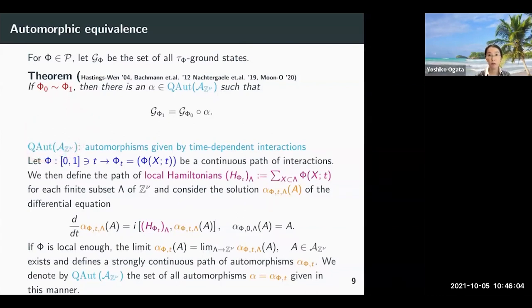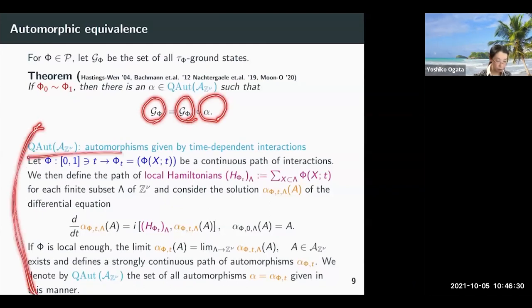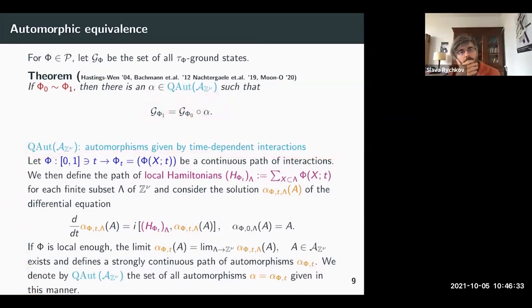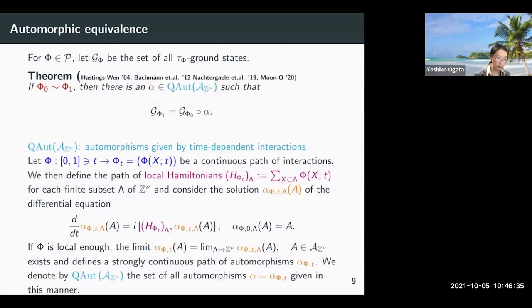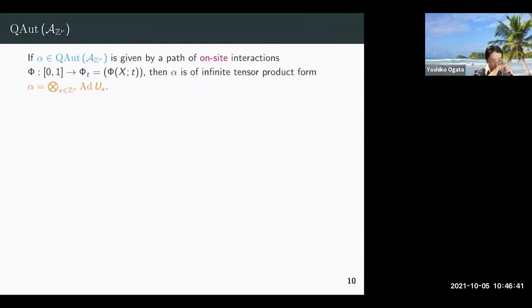In a word, it is an automorphism given by time-dependent interactions, as an analog of the dynamics given by interactions. So what this theorem is saying is that if phi zero and phi one are equivalent, then the corresponding ground states can be interpolated by some automorphism which belongs to this class. So this class becomes very important and its properties become important for us. I'd like to take a little more time to see what kind of automorphism it is.